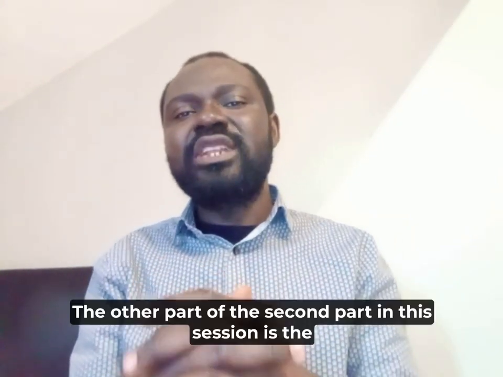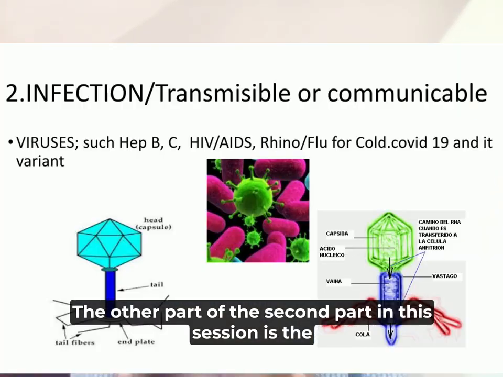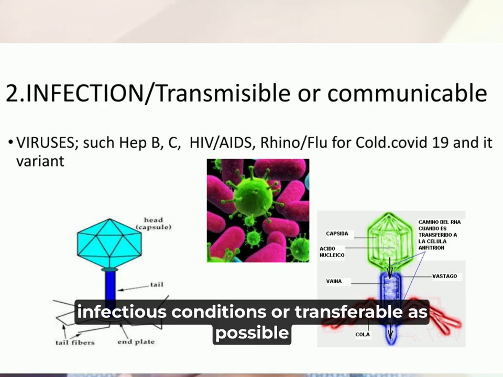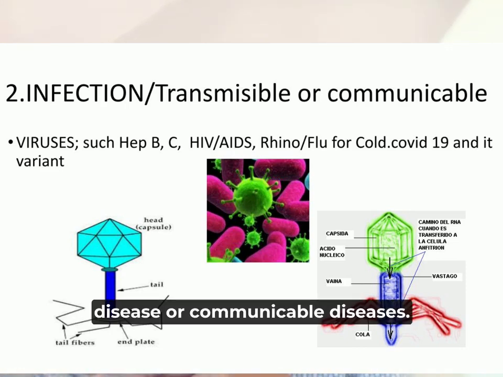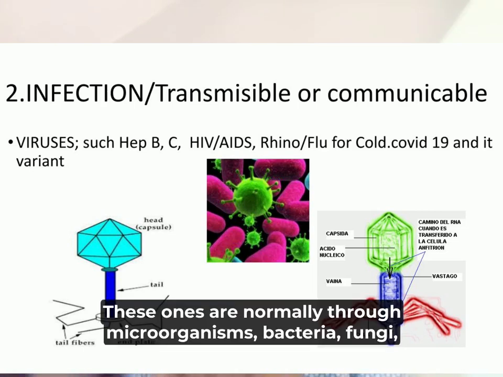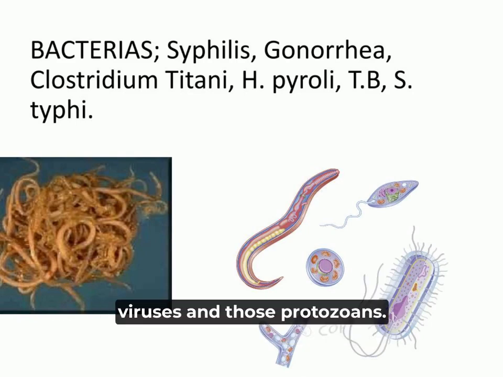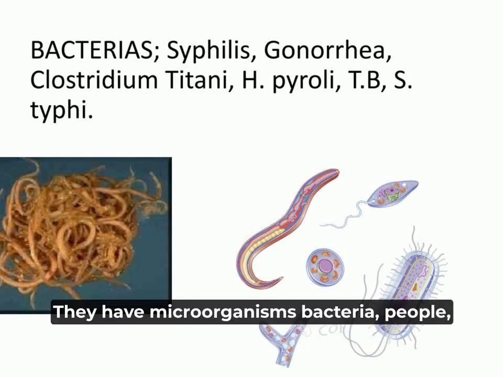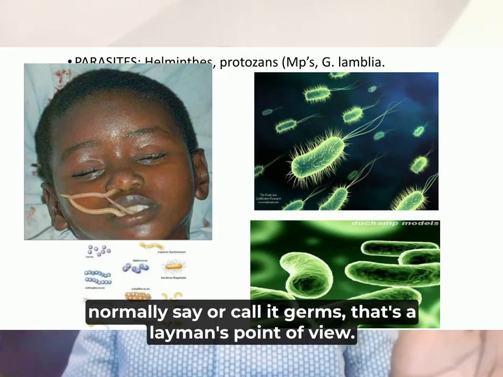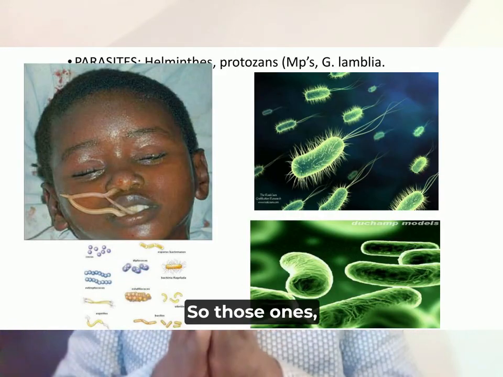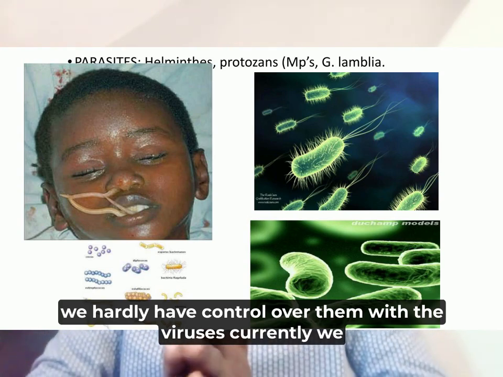Right. The second part in this session is the infectious conditions, or transmissible or communicable diseases. These ones are normally caused by microorganisms: bacteria, fungi, viruses, and protozoans. People normally call them germs. That's a layman's point of view. So those ones, we hardly have control over them.